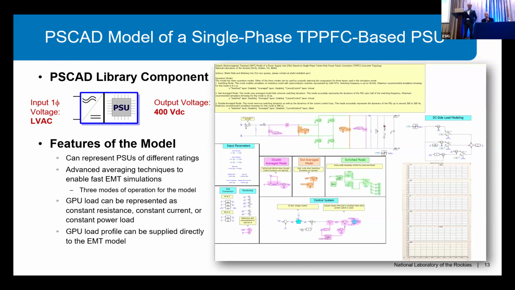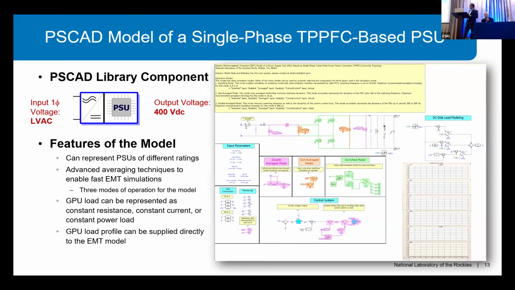The green is the full switching model. These PSUs, because they are low power converters, operate at a very high switching frequency, 150 kilohertz. For that, if we use a full switching model, the time step would be much less than 1 microsecond, which we cannot use for power system studies. We can do a switching average model, the second level of averaging, and go up to maybe 5 or 10 microseconds, but that is still not enough for power system studies.